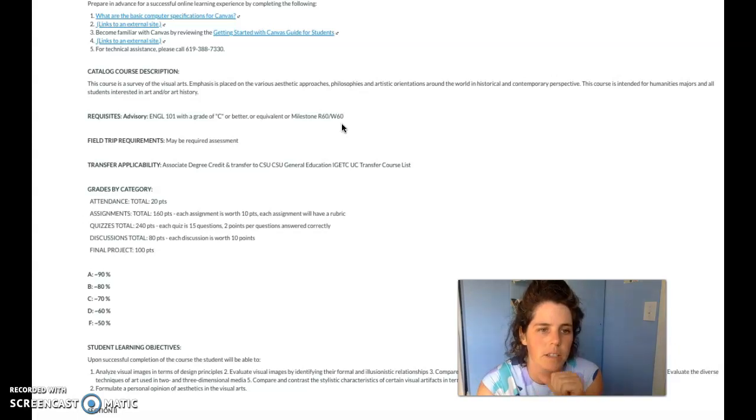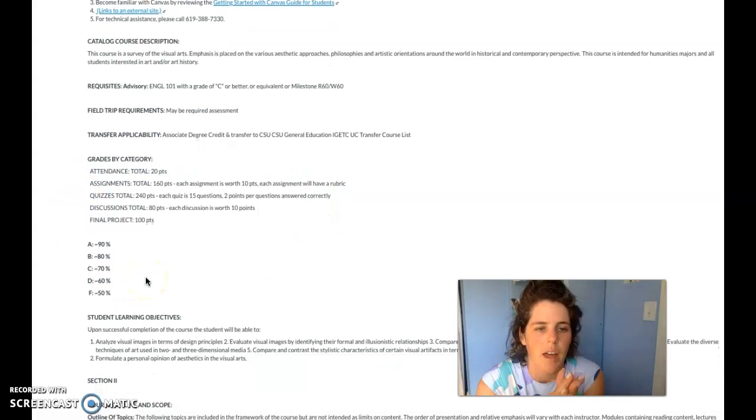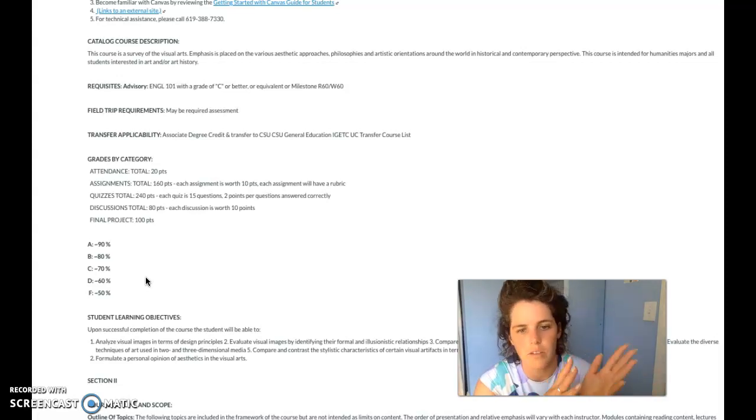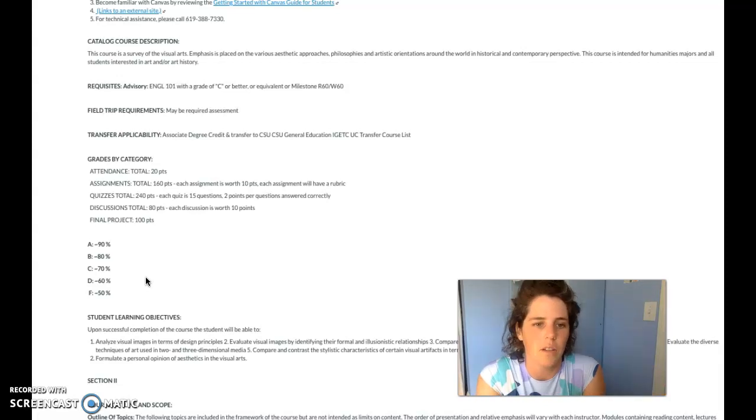Your grades you can see in this category over here, the breakdown of the grades. Basically, everything is about attendance and assignments, quizzes, discussions, and then a final project. The assignments are about 10 points each, almost always. Sometimes there's extra credit. And then the quizzes are 30 questions, 30 points, 15 questions worth 2 points each. Discussions will be 10 points each.